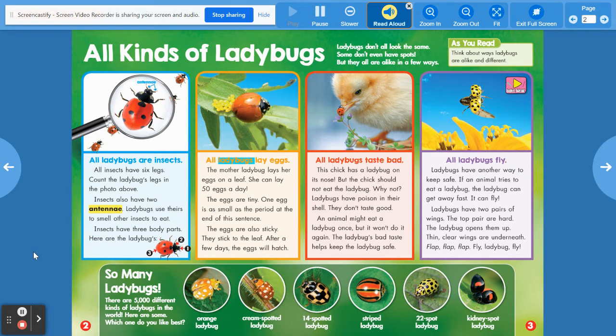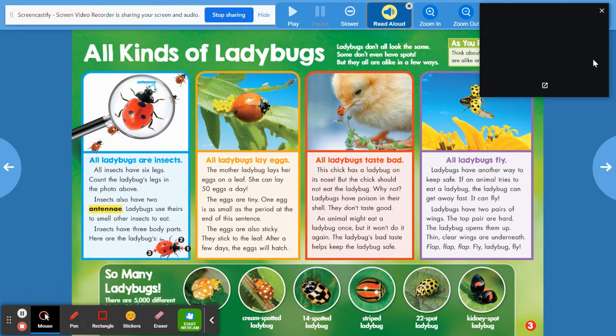All ladybugs lay eggs. The mother ladybug lays her eggs on a leaf. She can lay 50 eggs a day. The eggs are tiny. 1 egg is as small as the period at the end of this sentence. The eggs are also sticky. They stick to the leaf. After a few days, the eggs will hatch.